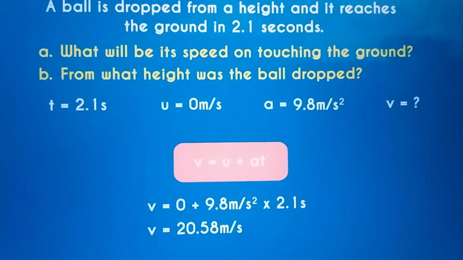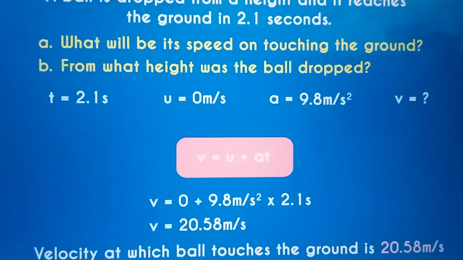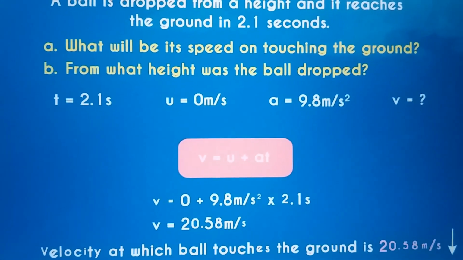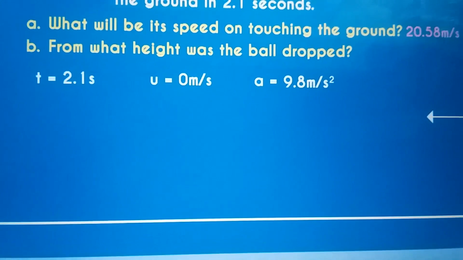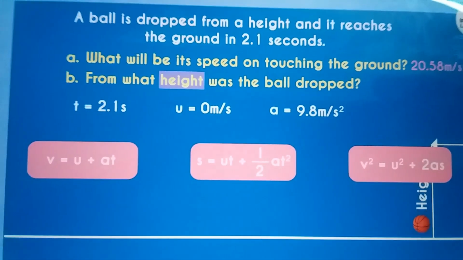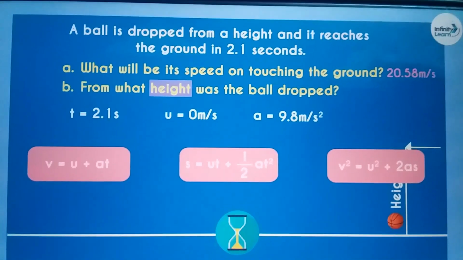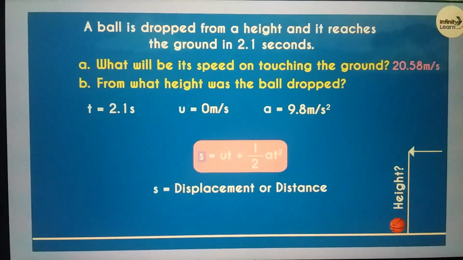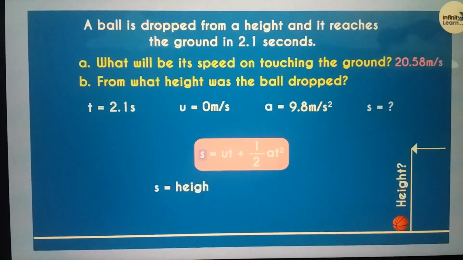If we've to be precise, we say that the velocity at which the ball touches the ground is 20.58 meters per second downwards. In part B, we've been also asked for the height from which the ball was thrown. Which equation would help us get the height? It'll be the second one. For distance covered by the body, the height will be s here.